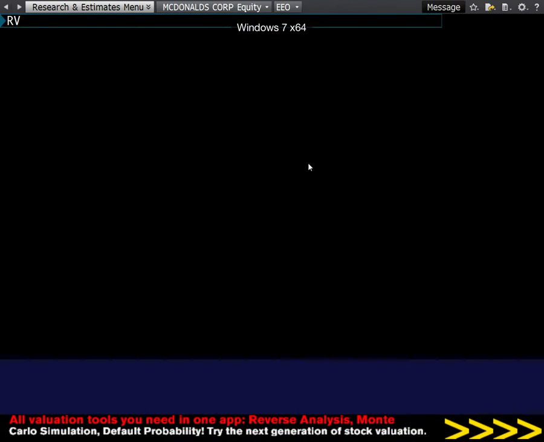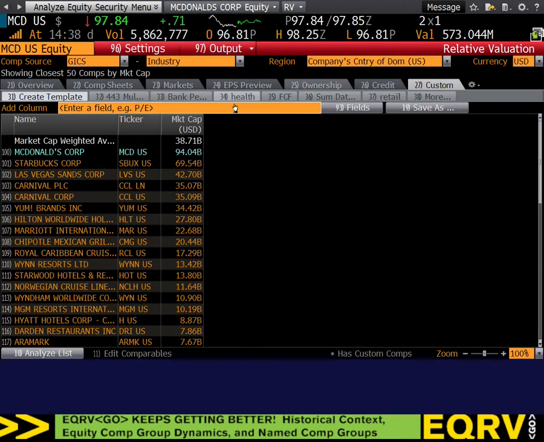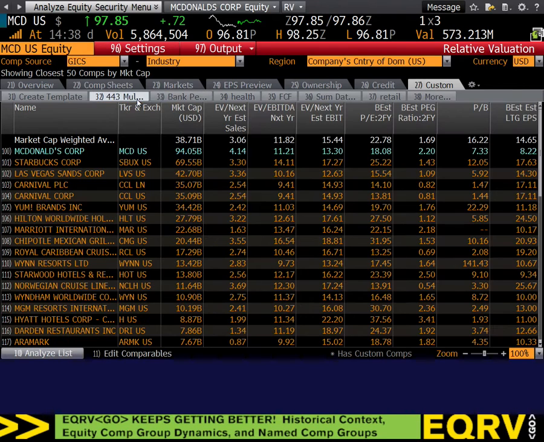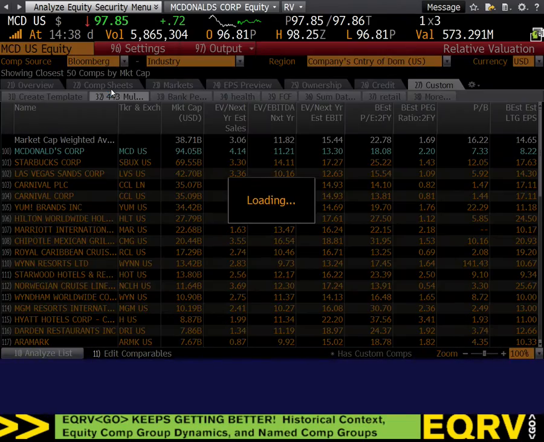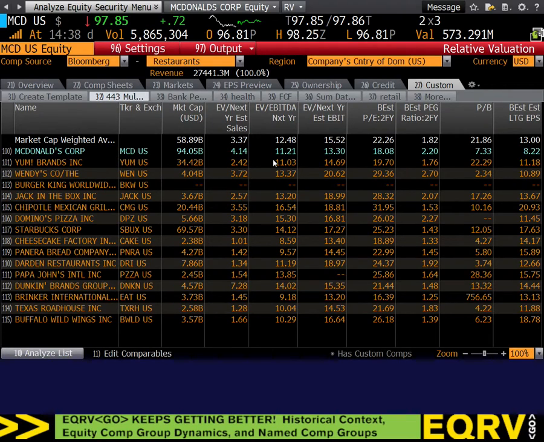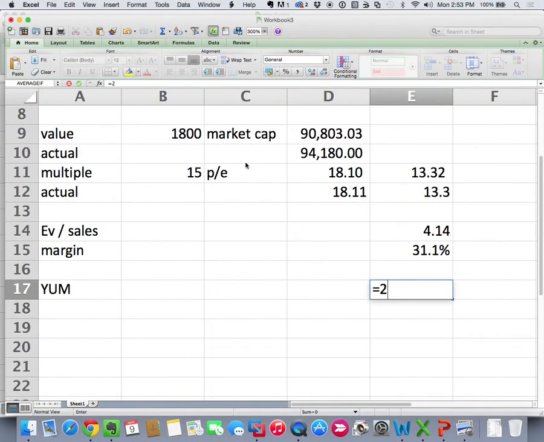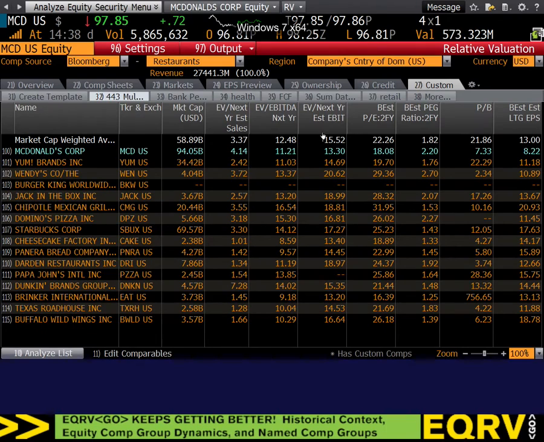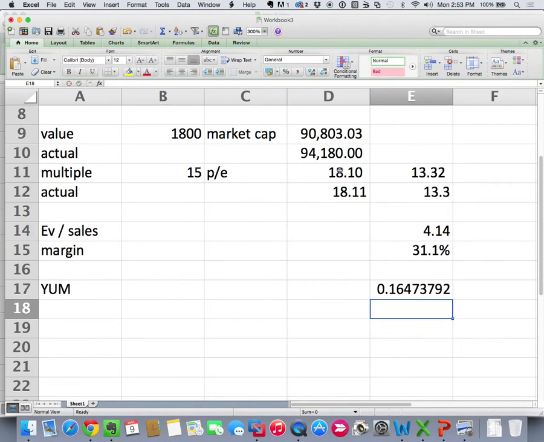If I go to the RV screen, I can look at these multiples for the peers. Yum, where's Yum? Leave it on this list. Bloomberg peers. There we go. EV to sales 2.42. EV to EBIT 14.69. Expected margin of Yum 16%.